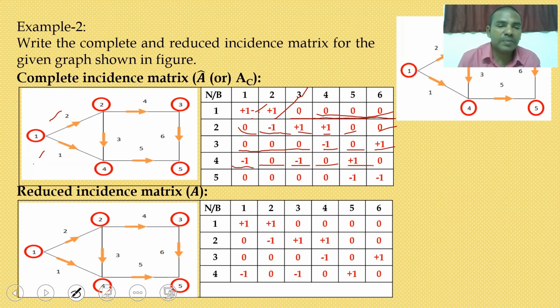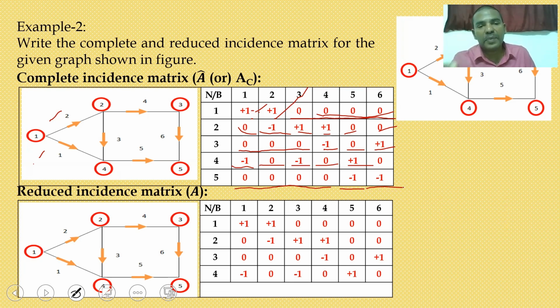Similarly, coming to node 5, we have only two branches, branch 5 and branch 6. The remaining are zeros, so 1 to 4 are zeros. Branch 5 is incident, -1, and 6 is also incident, -1. Once you have represented the complete incident matrix, you can eliminate one total row, such that the algebraic sum of the columns must be either 0, +1 or -1. Like that you can eliminate node 5. Then that matrix is n-1 versus branches, and this is the reduced incident matrix.